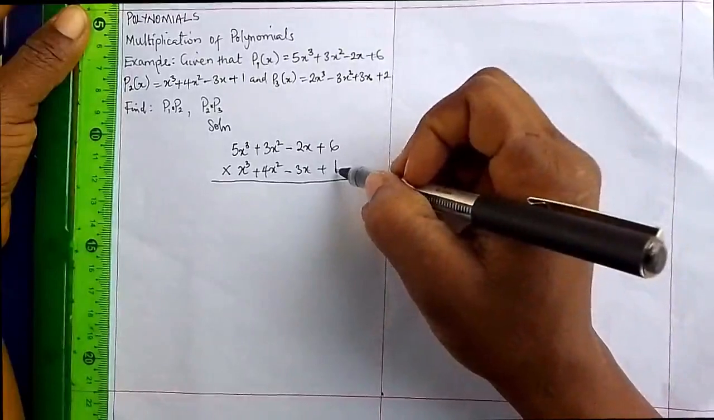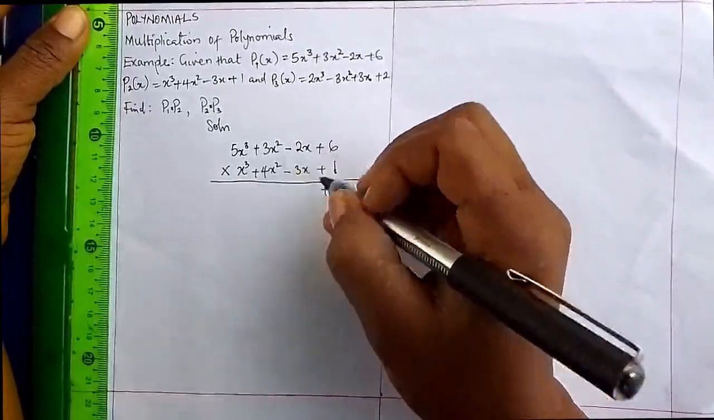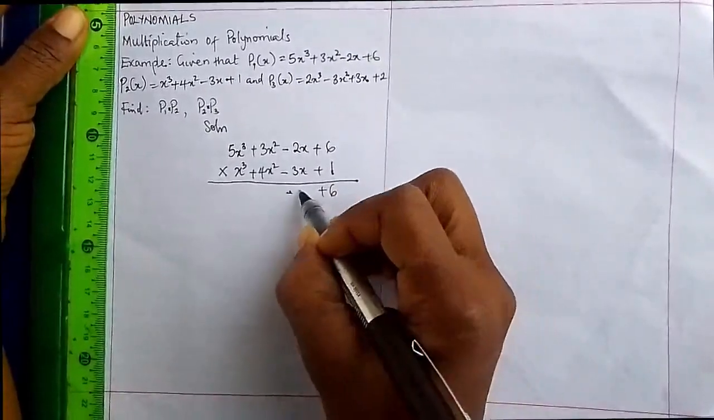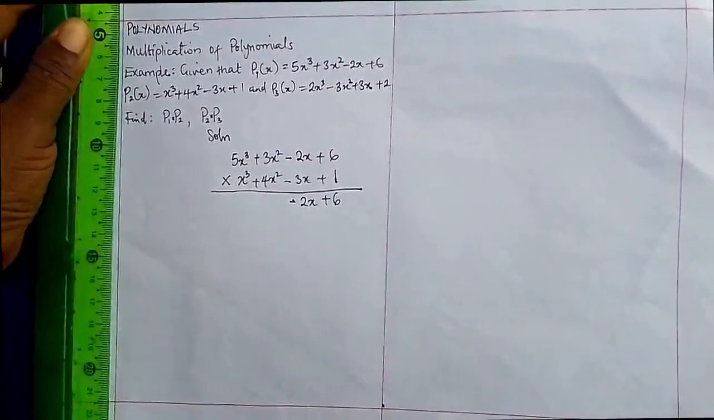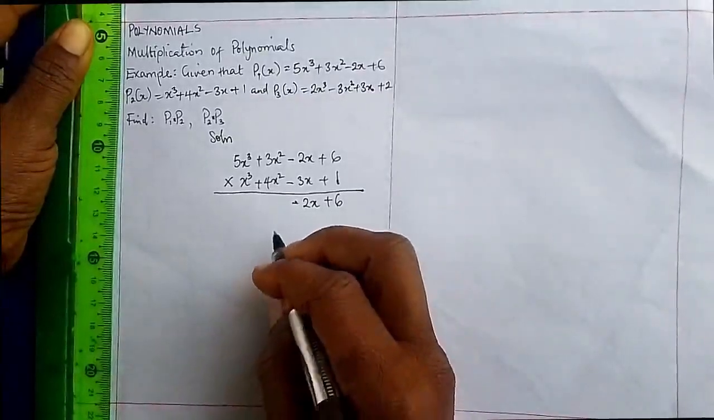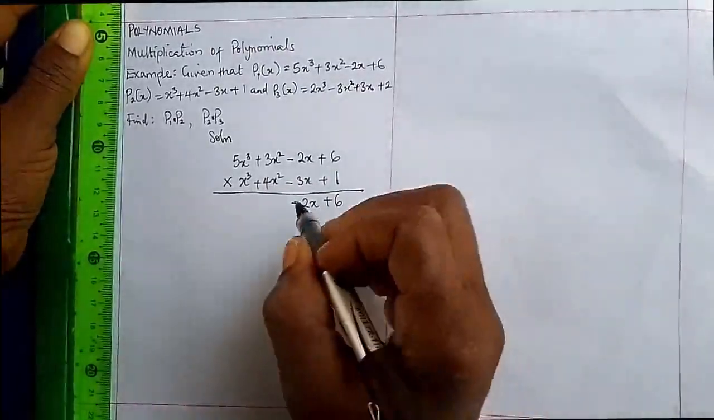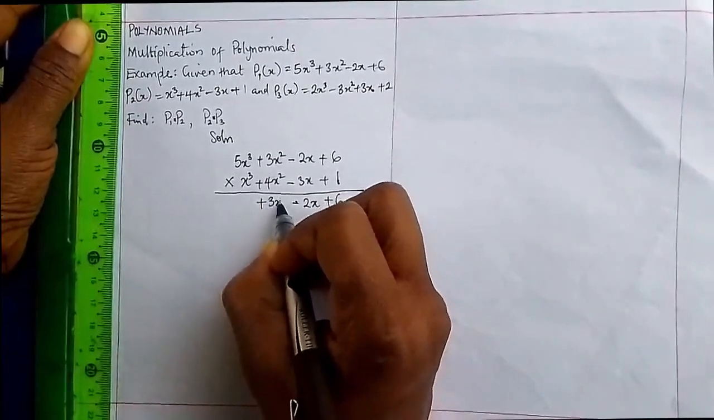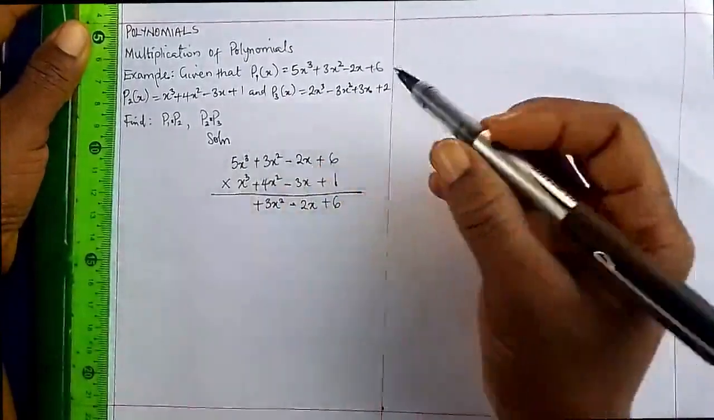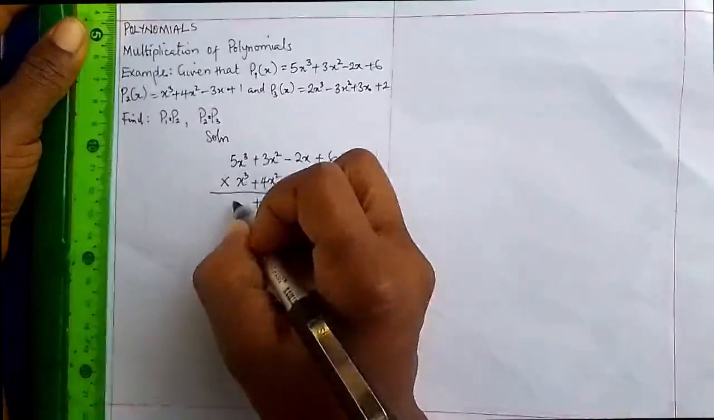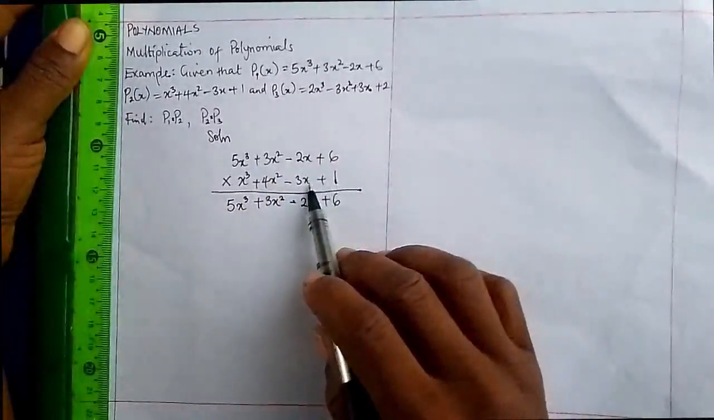So let's start with the first one, number 1 times 6. This is plus 6, gives us plus 6. 1 times minus 2x gives us minus 2x. And then 1 times plus 3x squared will give us plus 3x squared. Then finally the last number, 1 times 5x raised to the power of 3 gives us 5x raised to the power of 3. We are done with using 1. We'll go to the next number.